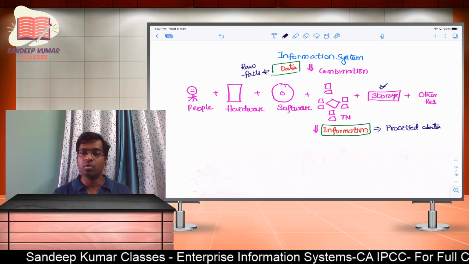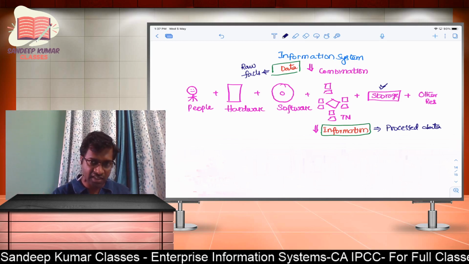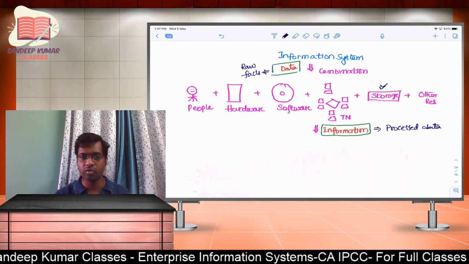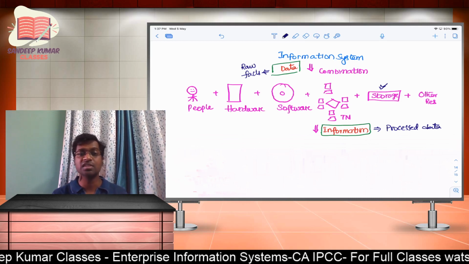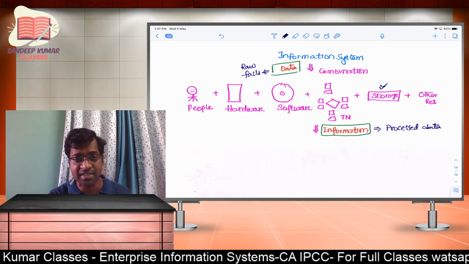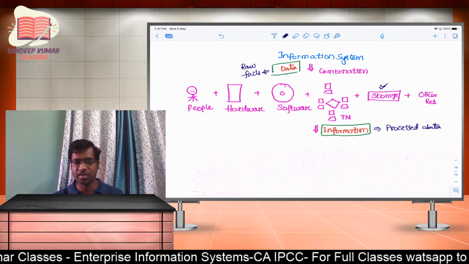So what exactly will these information systems do? They convert data into information. We know what data is: data is nothing but raw facts. What do you mean by information? Processed data is called information. This is the standard definition for information systems.